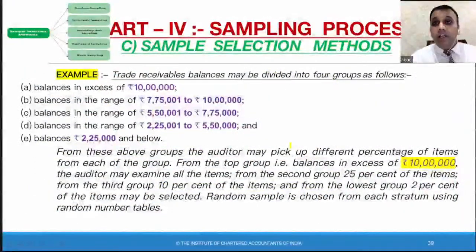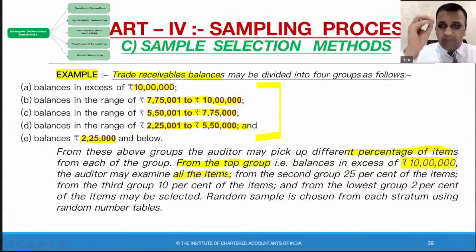So we have an example. We are dividing the trade receivable balances into four groups. Excess of 10 lakh, 7 lakh 75,000 to 10 lakh, 5 lakh 50,000 to 7 lakh 75,000, 2 lakh 25,000 to 5 lakh 50,000, and balances below 2,25,000. So the population of trade receivables has been divided into these strata. From these groups, the auditor may pick up a different percentage of items from each group. From the top group, that is balance in excess of rupees 10 lakh, the auditor may examine all the items. He says, I won't draw any sample. I will examine all such debtors whose balance is outstanding in excess of rupees 10 lakhs.